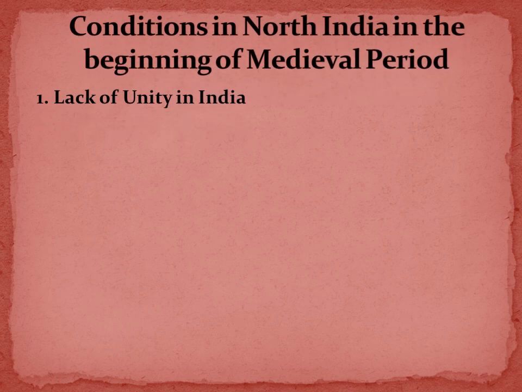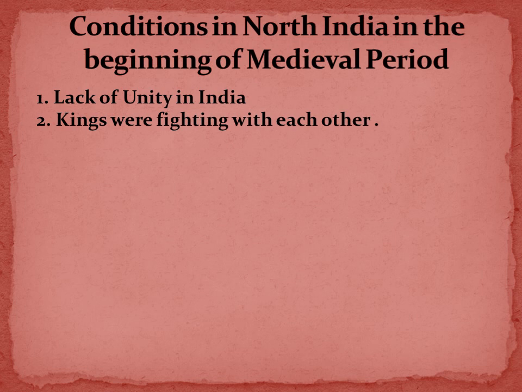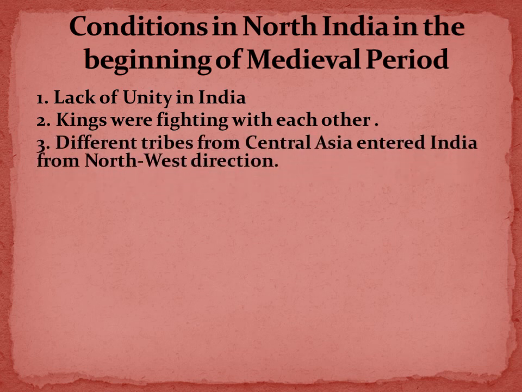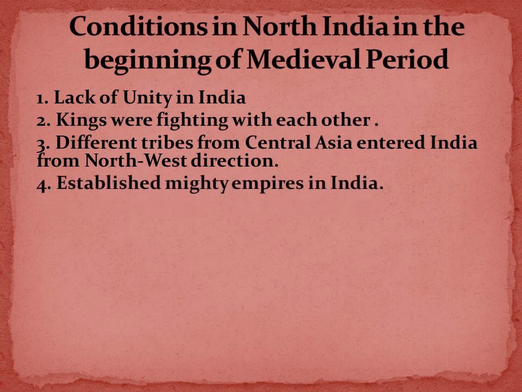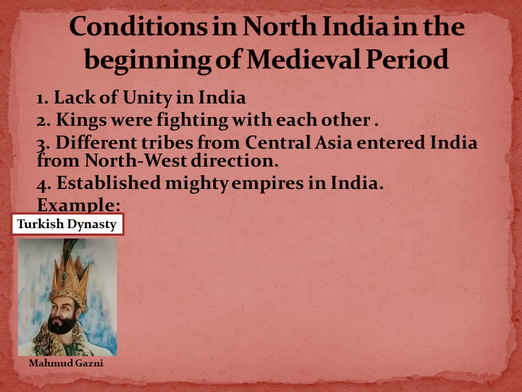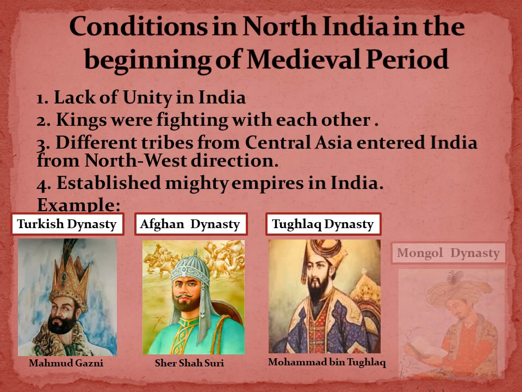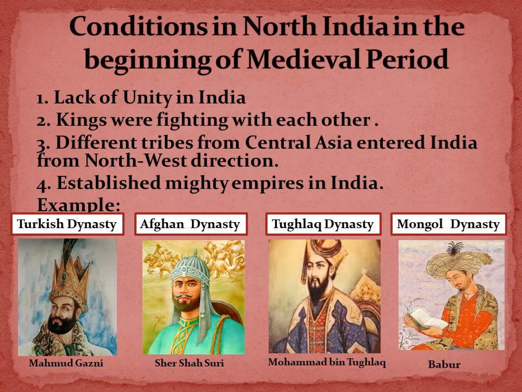In this way, political condition of India was unstable. Thus we see, number one, there was lack of unity in India. India was not united at all. Number two, different kings were fighting with each other to increase their area and wanted to become powerful. So, taking advantage of this, many tribes from Central Asia entered India from northwest direction, and these tribes or dynasties established mighty empires in India. Mighty means very big, empires means big kingdoms.